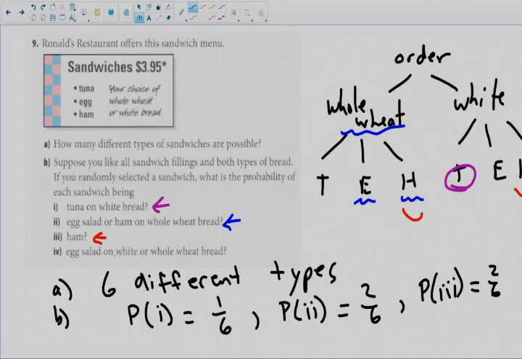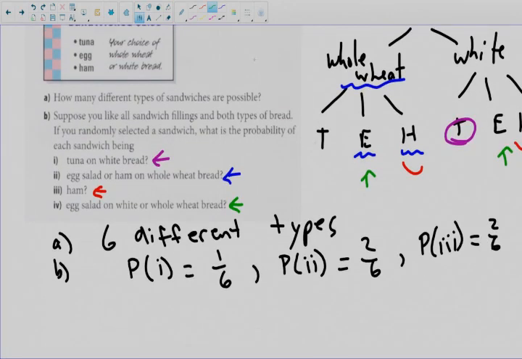And then egg salad on white or whole wheat bread. I'm going to use green for that one. Egg salad on white, which is here, or whole wheat bread, which is there, and that's again a probability of 2 out of 6. And 2 out of 6, 2 out of 6, 2 out of 6, those all reduce. I'll let you figure out what they reduce to.